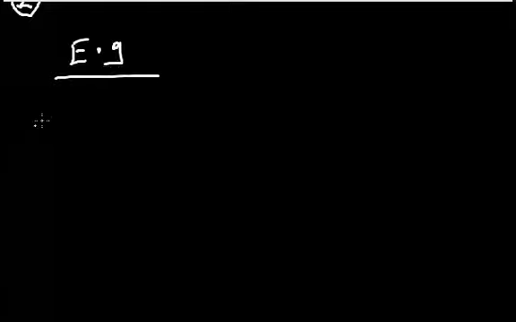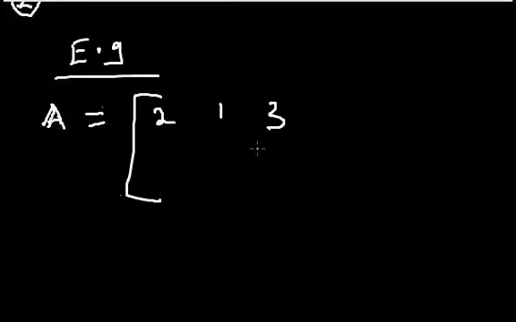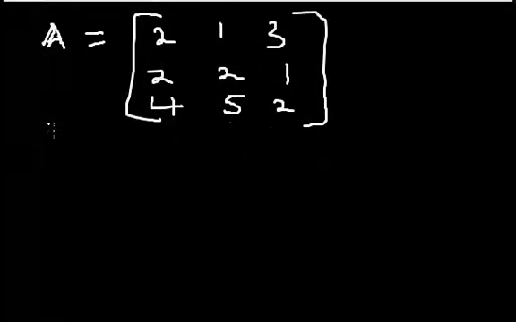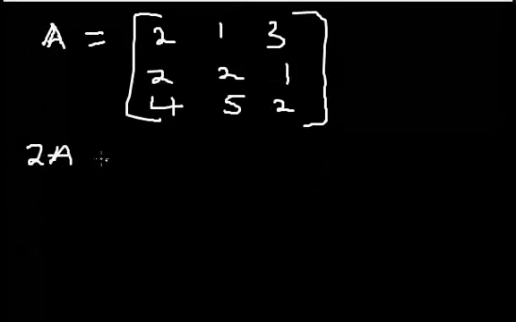Okay, by scalar product. For example, let's say you have matrix A equal to 2, 1, 3, 2, 2, 1, 4, 5, 2. And here you want to do 2A. Simple. All you need to do is multiply the entire matrix by 2. So every element of the matrix, you are multiplying by 2.